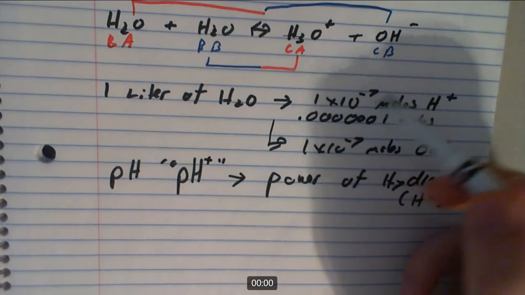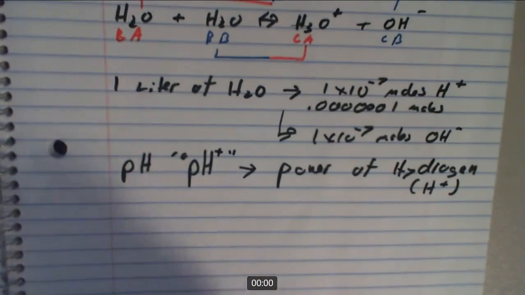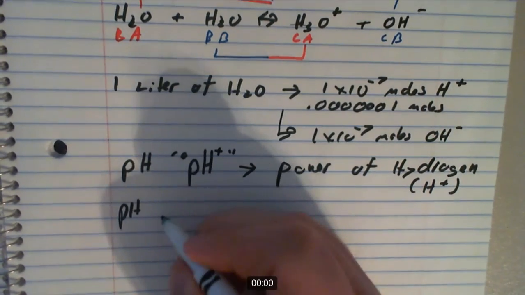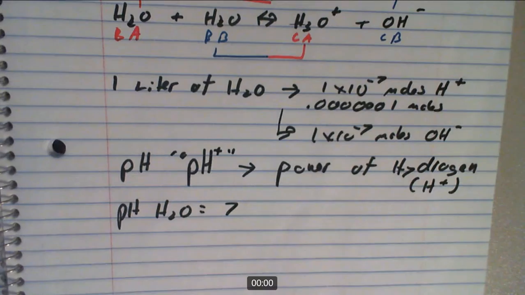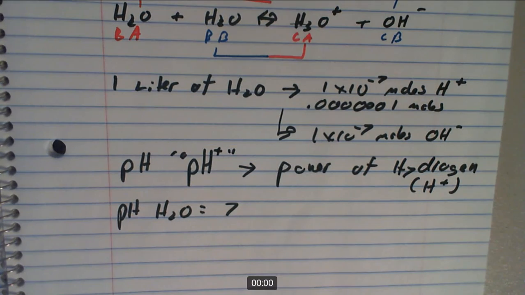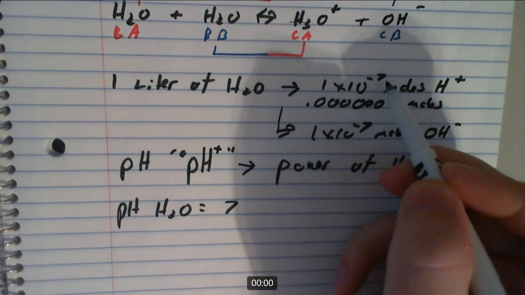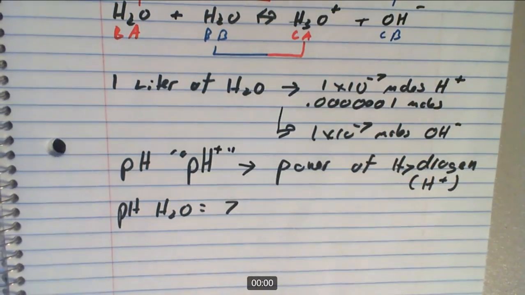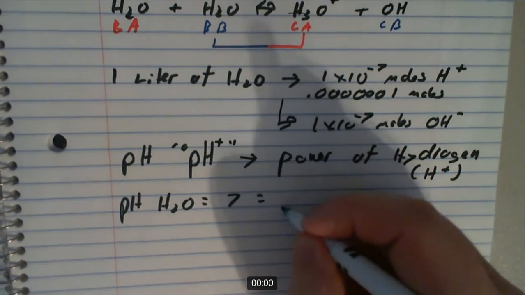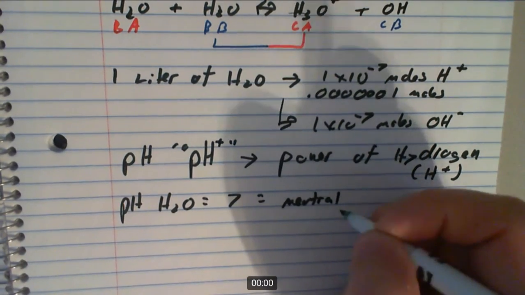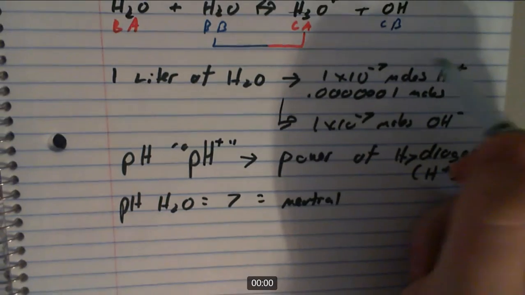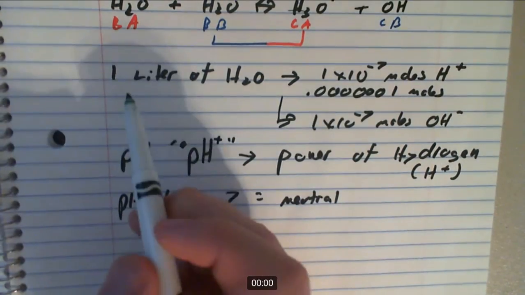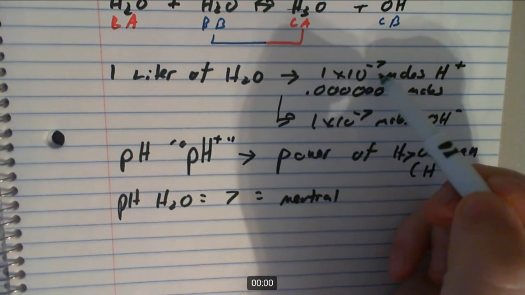This is 1 times 10 to the negative 7. This is the power. So the power of hydrogen, the pH of water, do you guys remember what the pH of water is? The pH of water is 7. Yep. There it is. That's where that 7 comes from. The reason water is neutral is because the amount of H plus you get at room temperature in 1 liter is 1 times 10 to the negative 7.